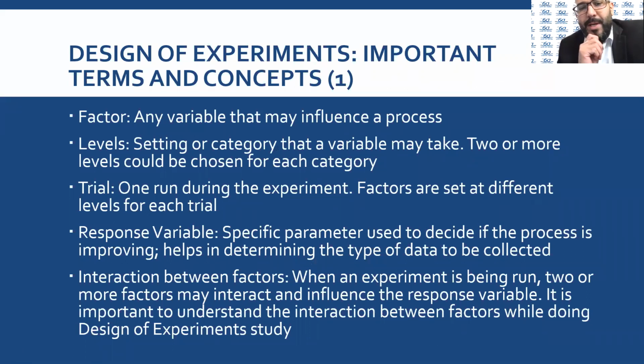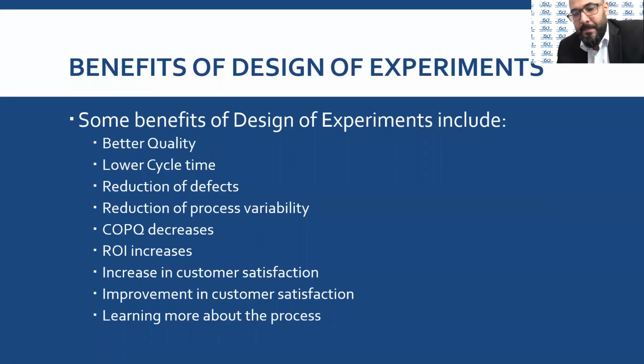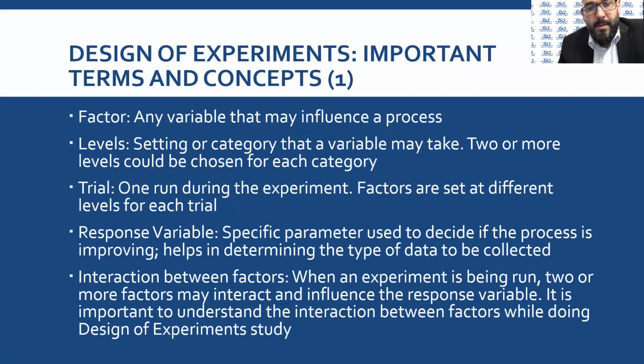Trial. It's one trial or one run during the experiment. So just doing the experiment is called a trial. Factors are set at different levels for each trial. So you could say, okay, I'm going to change the temperature. I'm going to play with the quantity of the sugar and the quantity of the flour. That's the trial. It's just doing the experiment.